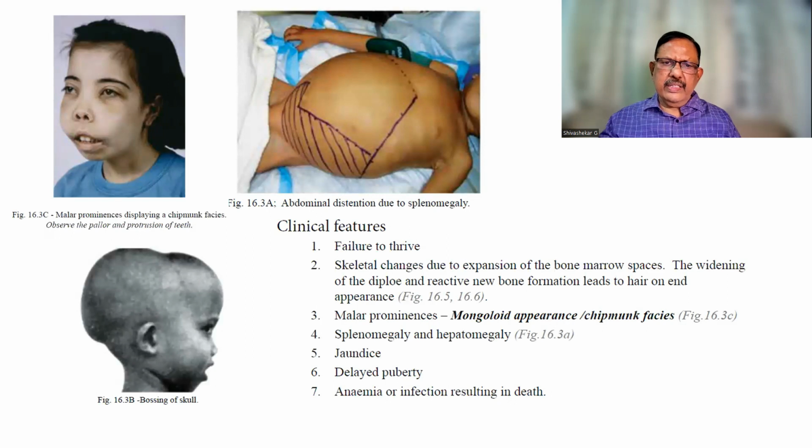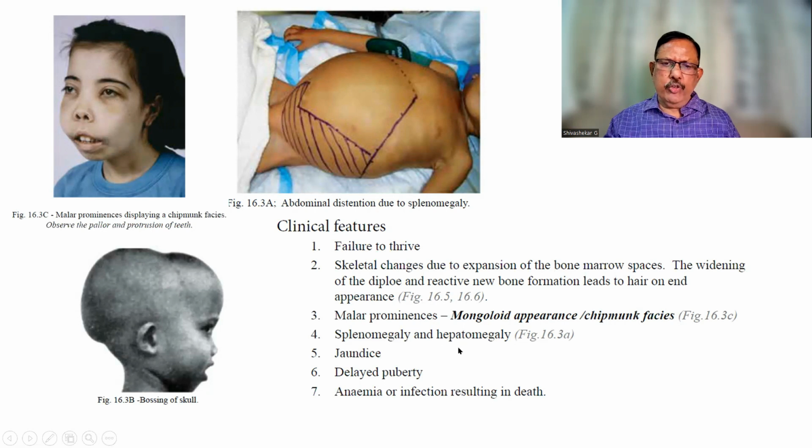Clinically, there is a classical failure to thrive. The skeletal changes are due to expansion of the bone marrow spaces. There is a widening of the diploe. I shall be showing it. And that results in frontal as well as malar prominences, and malocclusion of the teeth also.